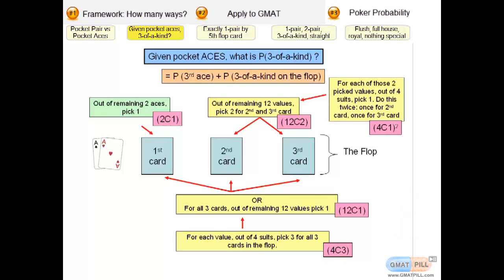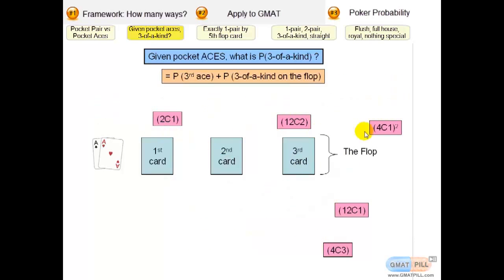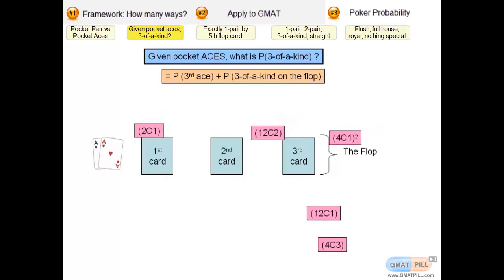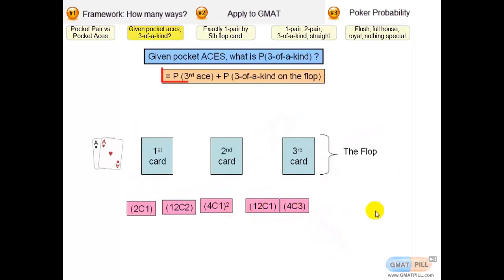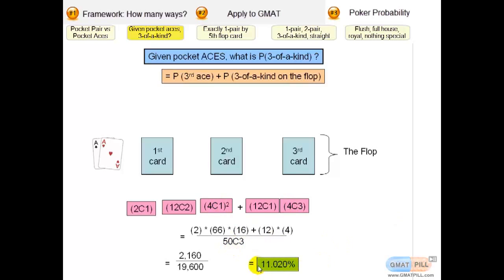So let's combine them all, right? So these 3, these are the calculations, these are the values that we care about. You combine them, and then you add this part up, right? So this part was the ace, the third ace. This part was the 3 of a kind on the flop. And the calculation turns out to be 2 times 66 times 4 squared is 16. And this all combines down to 11.02%. So again, if you have pocket aces, the probability of getting 3 of a kind, whether you get a third ace or whether there's 3 of a kind that just pops up on the flop, that's 11.02%.